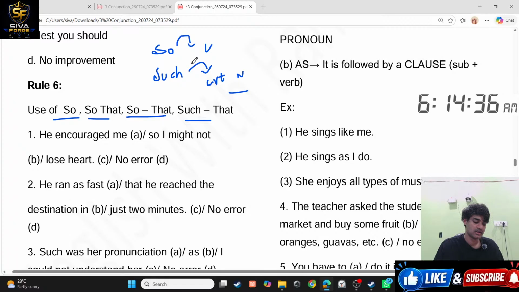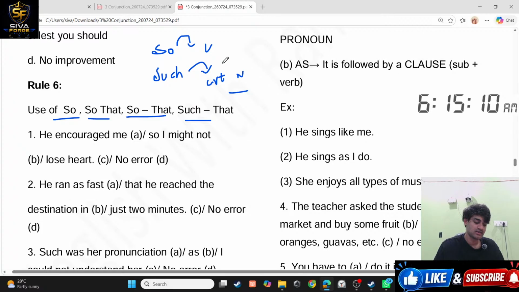He was so quick. Here, quick is telling about he, so it is an adjective. He was so quick that he reached on time. Not such quick. He was so quick. He ran so quickly. He ran quickly, so, such.